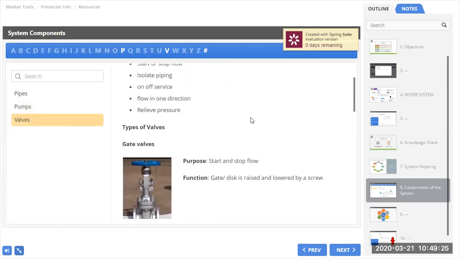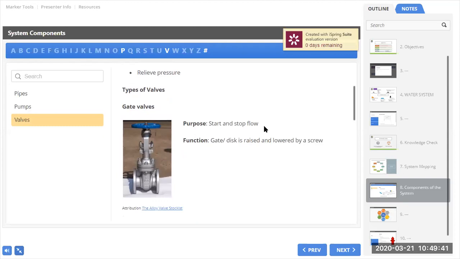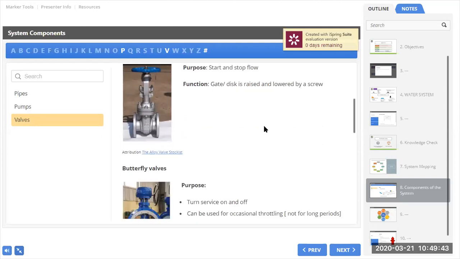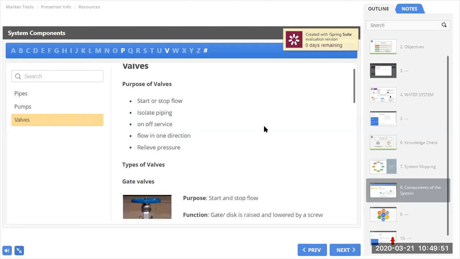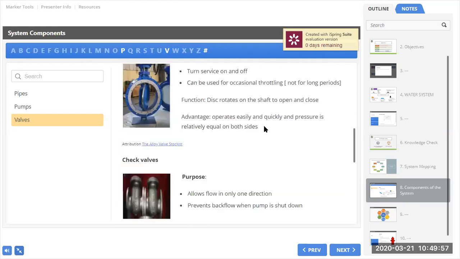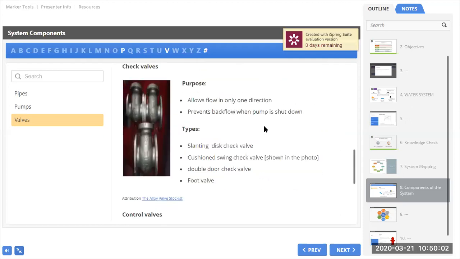Okay, so valves. This mentions several types of valves, and we have quite a few different types of valves that are available if you deal with piping and liquids, which includes water. We are going to choose valves based on what function is needed. This section here mentions a few of them: gate valves, butterfly valves, check valves, control valves, and it tells you where they are used.